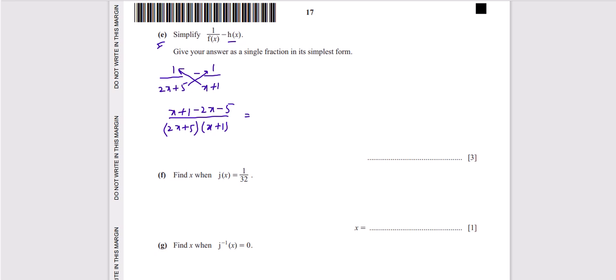So x minus 2x is equal to minus x. 1 minus 5 is equal to minus 4, over 2x plus 5 into x plus 1. That is our final answer: minus x minus 4 divided by 2x plus 5 into x plus 1.